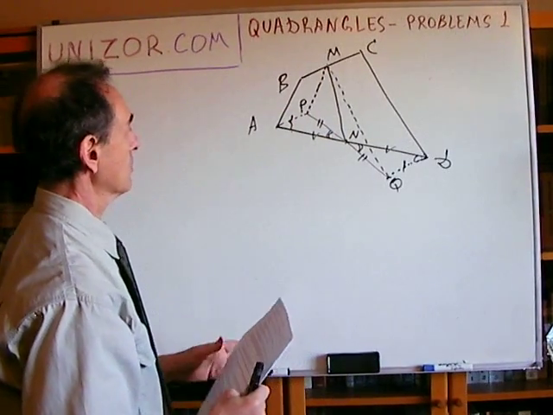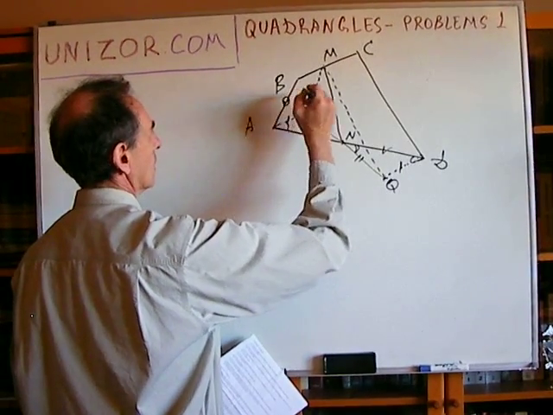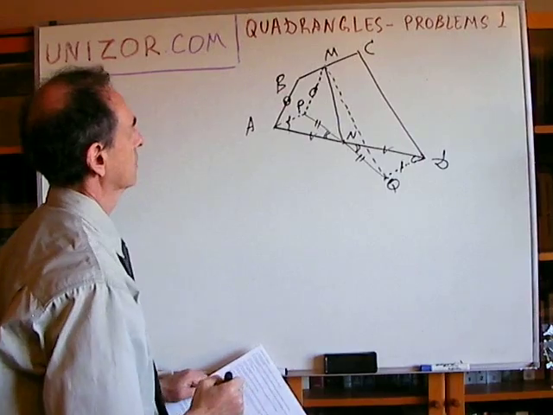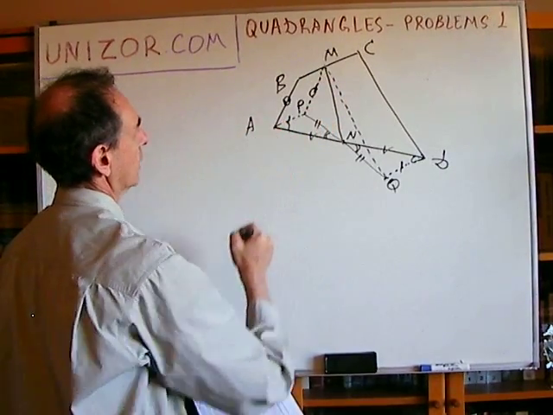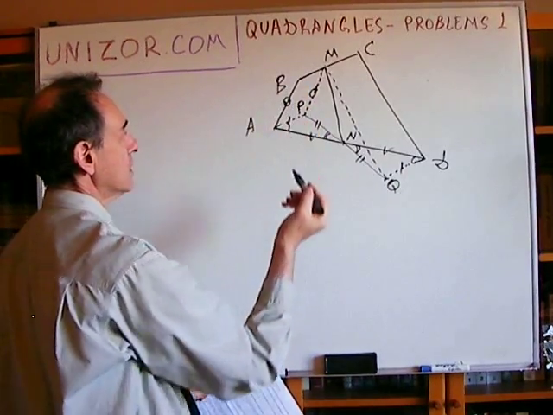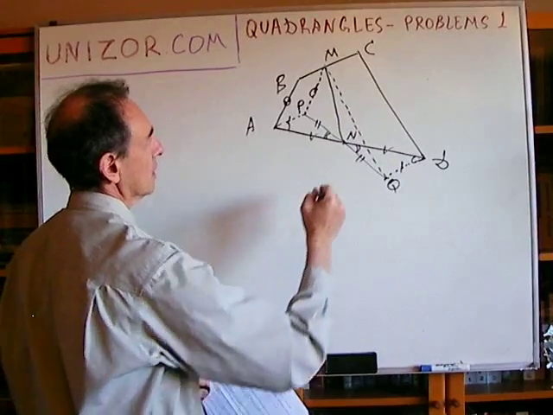Now, what else do we know about this triangle? Well, we know that this side and this side are congruent because this is a parallelogram, right? So since we know AB, it's one of the four given sides, we know PM. Same thing here.